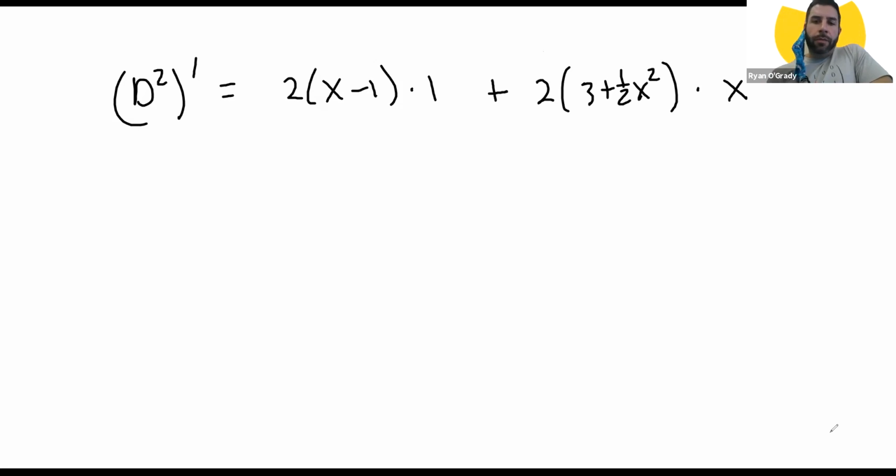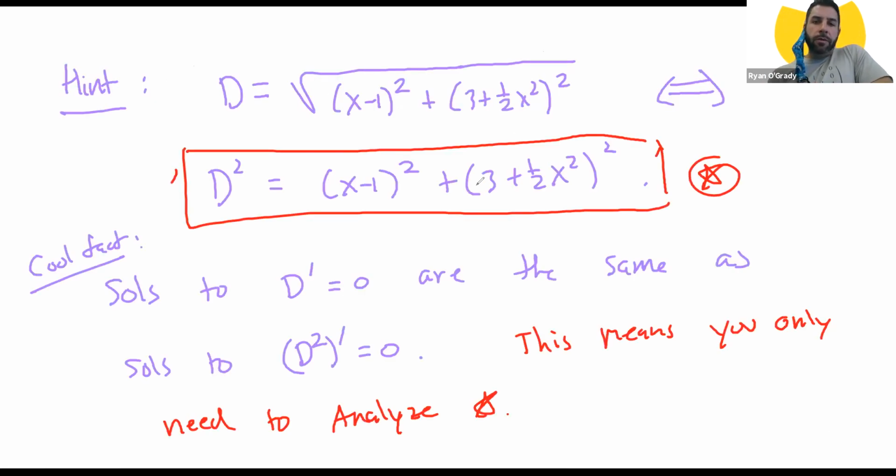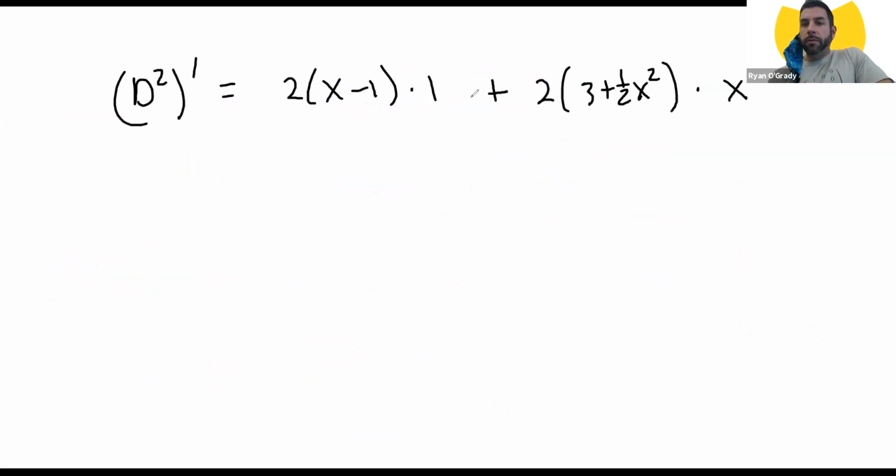So again, when I'm doing this derivative, I'm going to use the chain rule in both pieces. Bring down the 2, recopy. Derivative of the inside is 1. Here, bring down the 2, recopy 3 plus 1/2 x squared. And then the derivative of the inside is 2x over 2, which is just x. So this is the derivative.